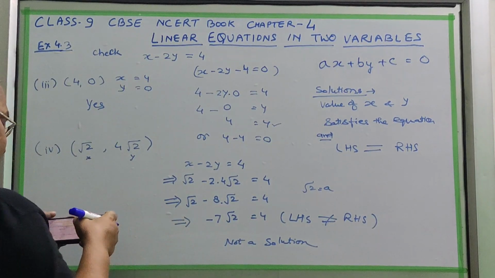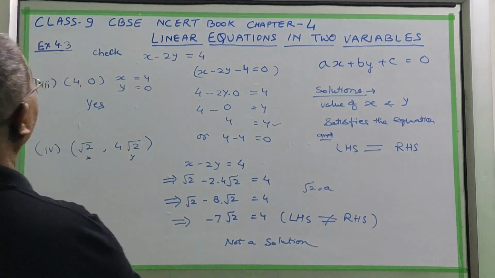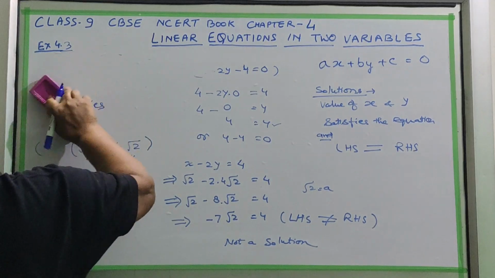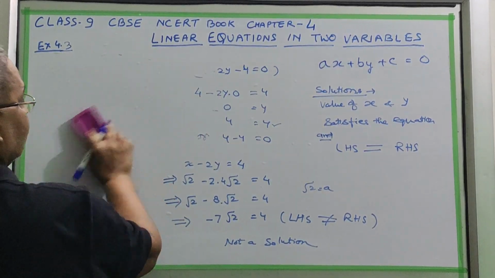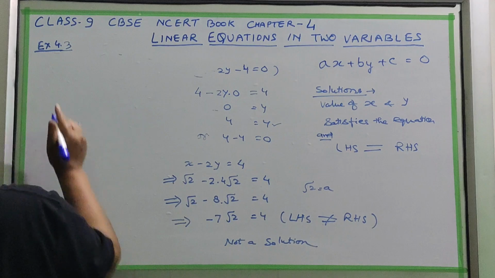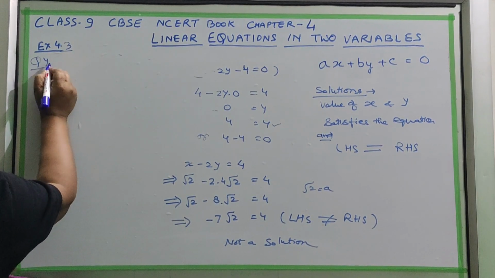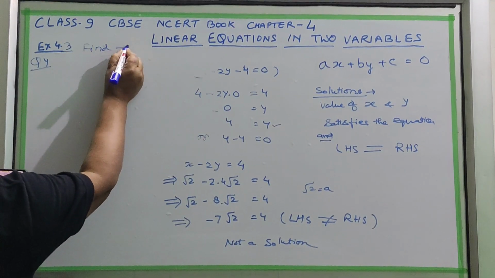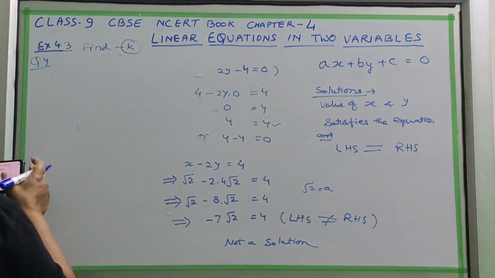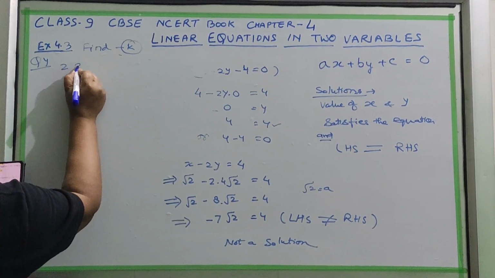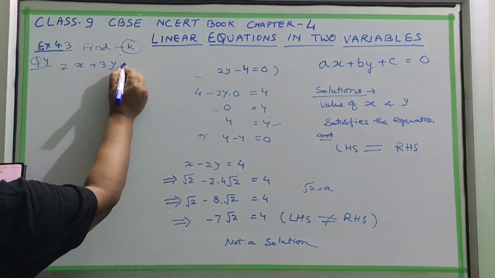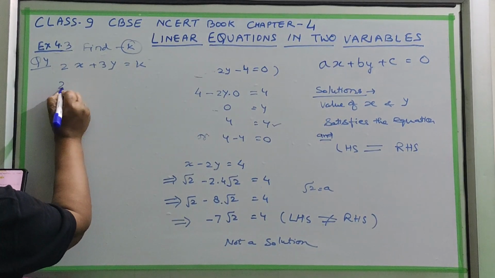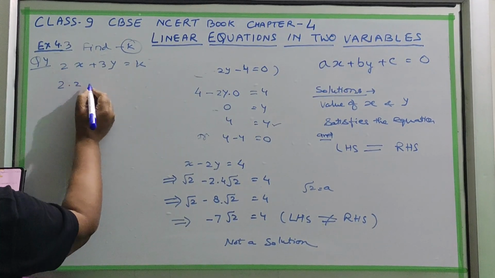Okay. Now question number 4. Question number 4 we are going to solve. I will rub this, and question number 4 we will solve. Here you have to find the value of k in the equation. The equation is 2x plus 3y is equal to k. They are giving the value of x as 2, x equal to 2.